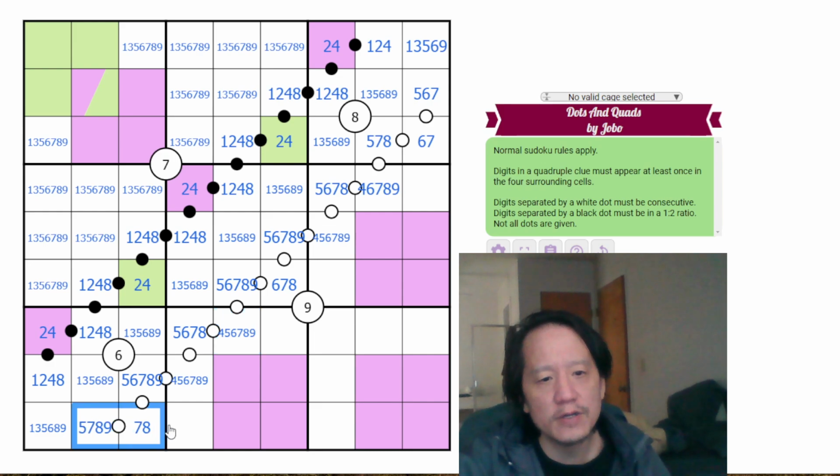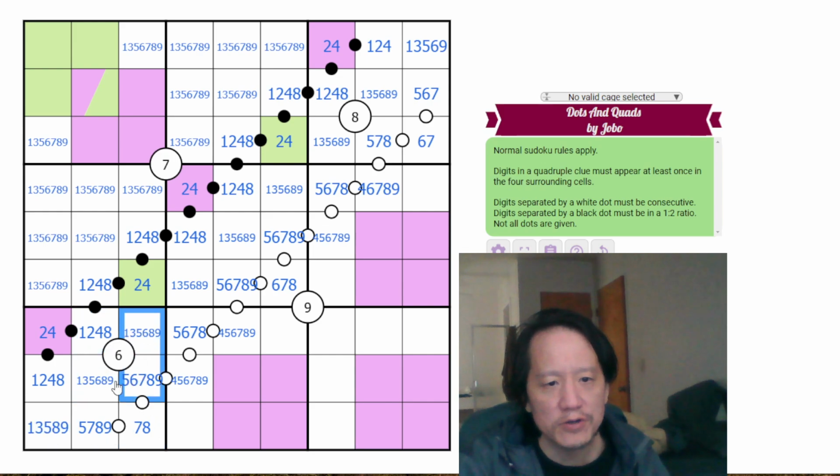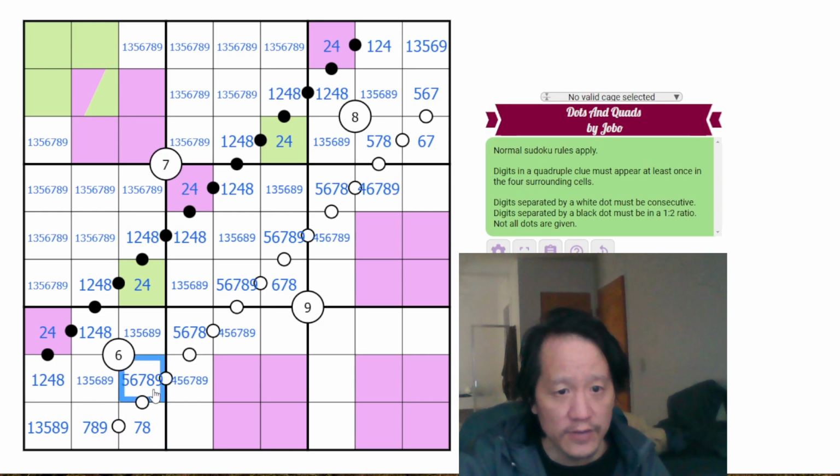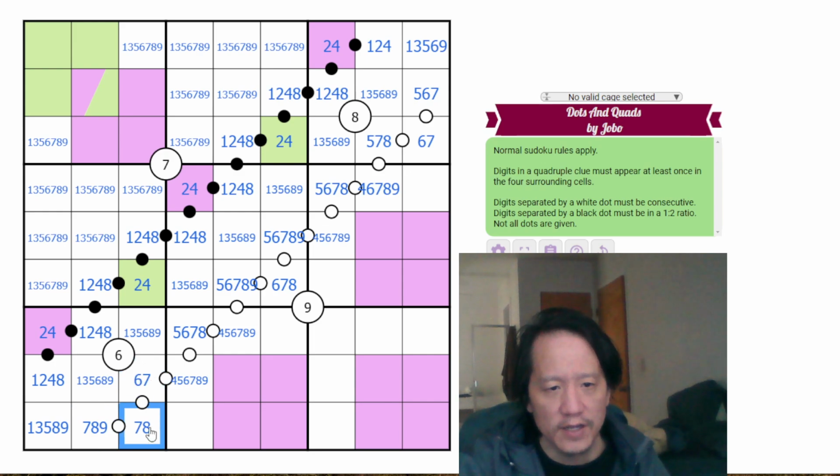The 6 cannot be here, and it cannot be here, because it has to be surrounding the quad. Therefore, this is a 6. Therefore, this can't be 5. If this is 5, this would be 7, at least. This can't work. It could be 9, 8, 7, or 8, 7, 6, or 7, 8, 9. So 9, 8, 7 works, 8, 7, 6 works, and 7, 8, 9 works.